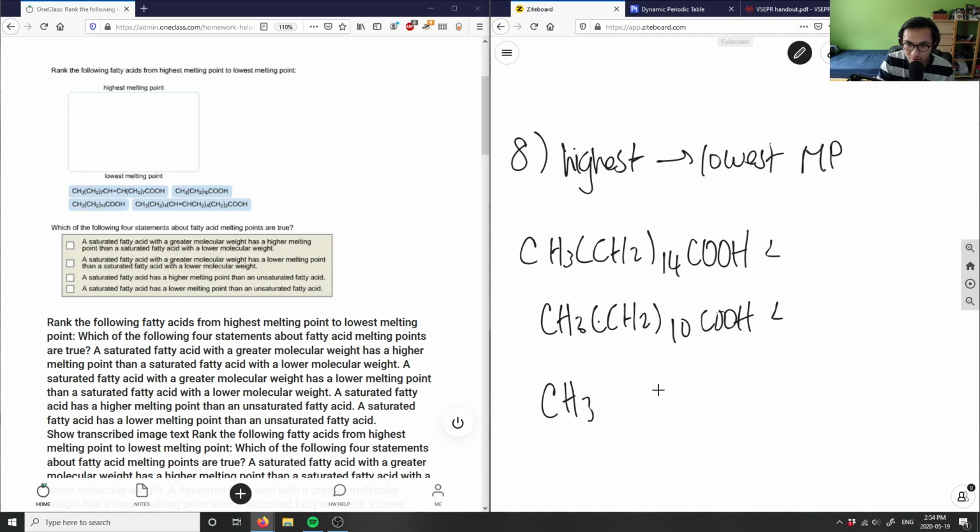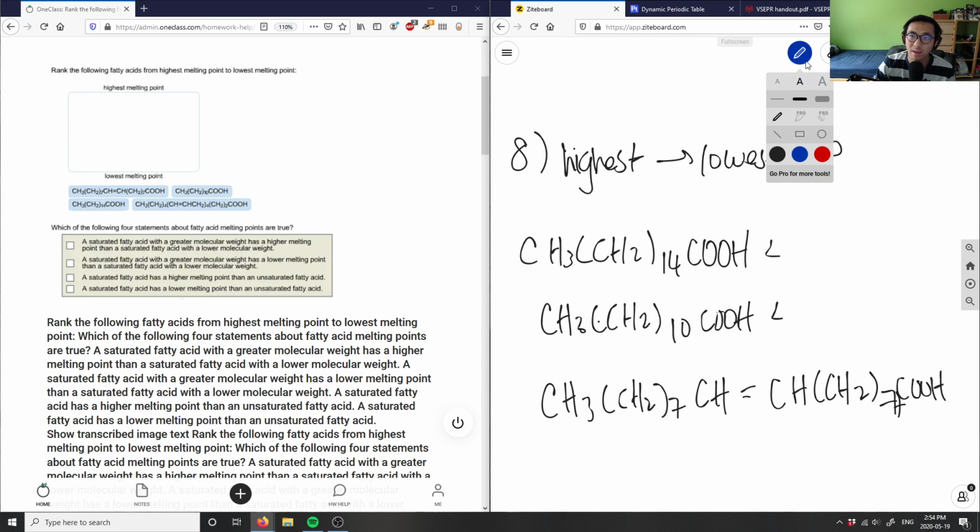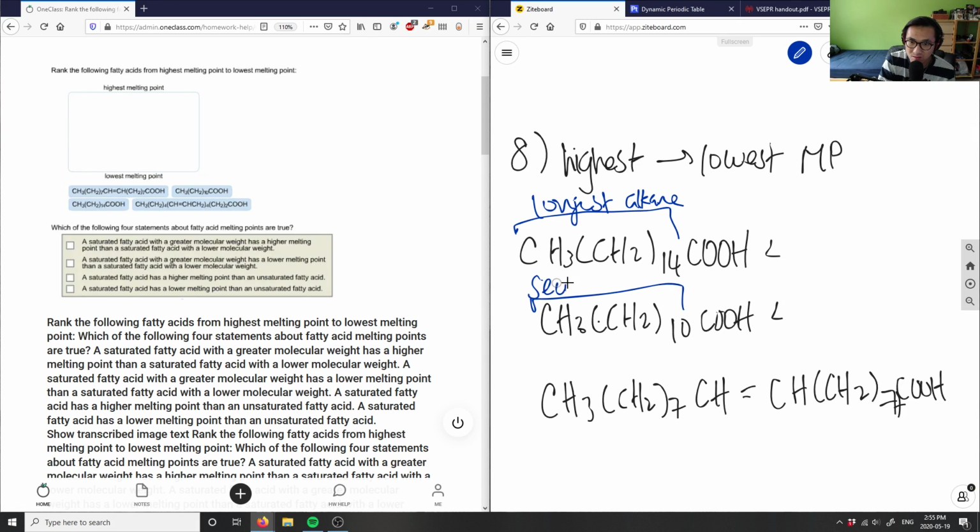So I'm going to write down CH3, CH2 7, CH double bond CH, CH2 7, COOH. And the reason why this is the highest MP is this here is a straight chain. This part, they're all carboxylic acids, so we don't have to worry about that part. But this here is our longest alkane chain. This here is the second longest. And this here is our longest alkene.